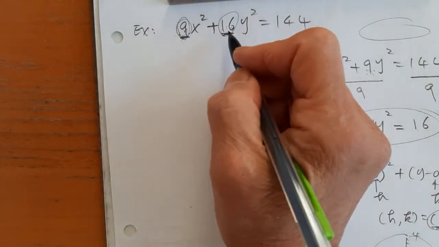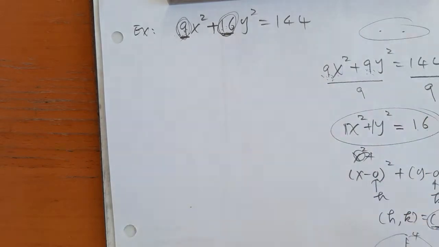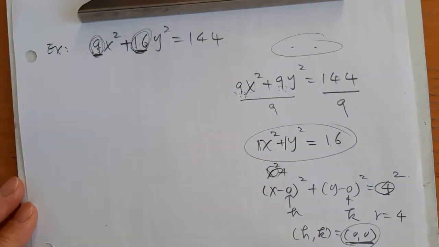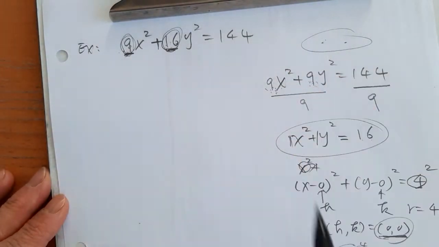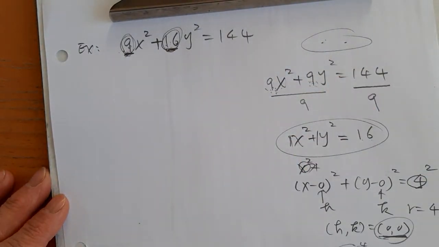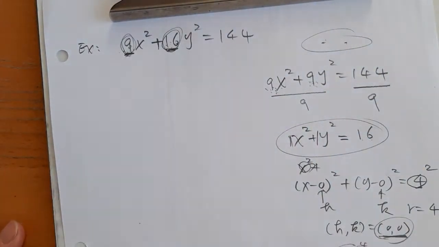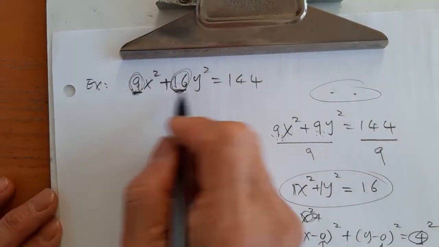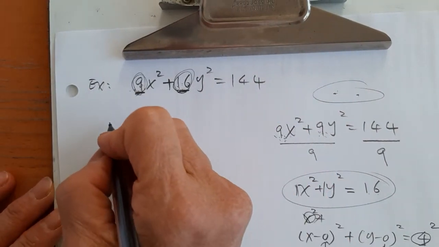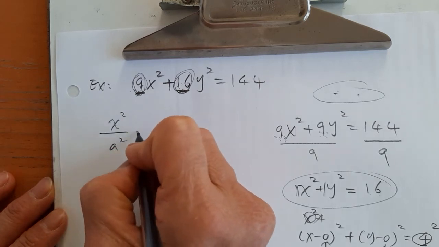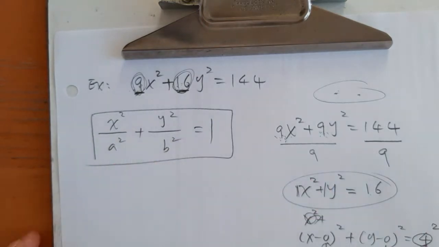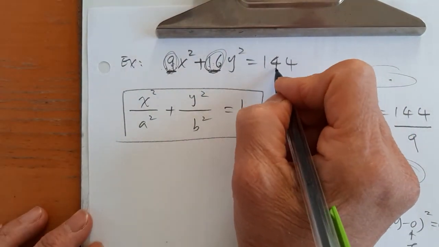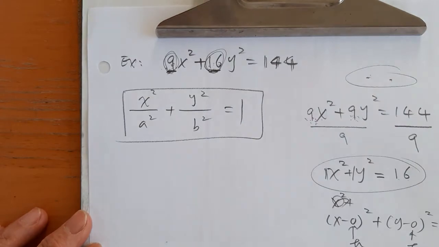But if not equal, then you have two foci. If equal, only one center. If not equal, you will have two foci, and the graph is an ellipse. So first of all, we have to change to the ellipse general form, which is x squared over a squared plus y squared over b squared equal 1. So you have to make the right side become 1.